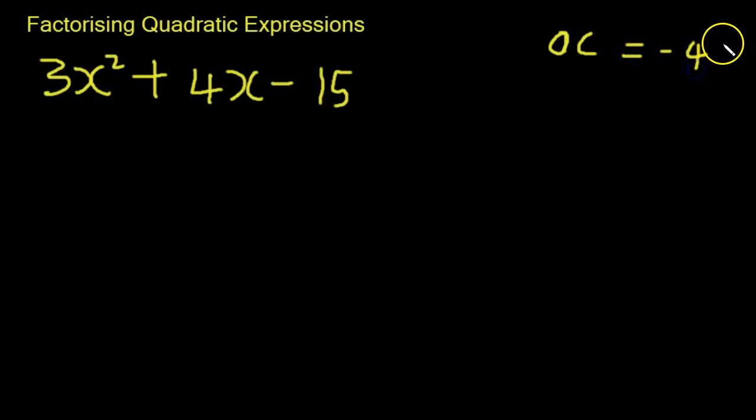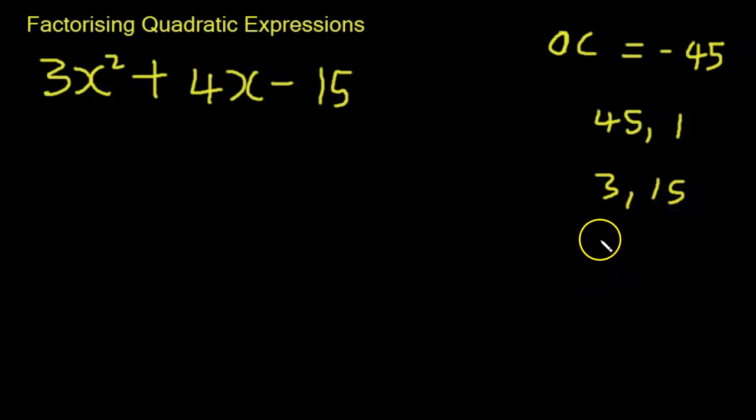So we want to write down all the set of numbers that multiply to give 45. Alright, so we have 45 times 1, obviously. We have 3 times 15. What else multiply to give 45? 9 times 5. So which one of these pairs add or subtract to give 4? This would be obviously this one.